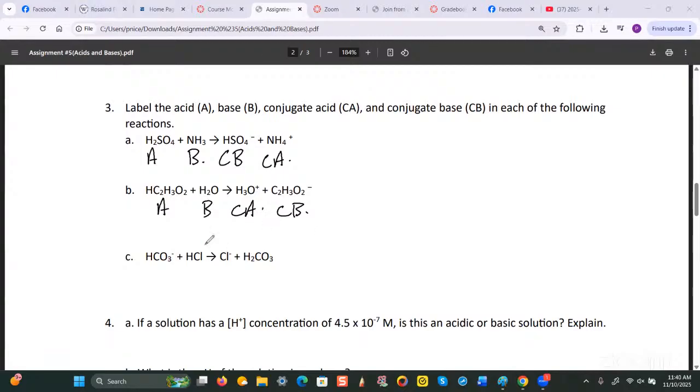Okay, the last one in this series, HCO3 minus plus HCl to give you Cl minus and H2CO3. Which of the two on the left side would be the acid? Which of the two on the left side would be the acid in this case?